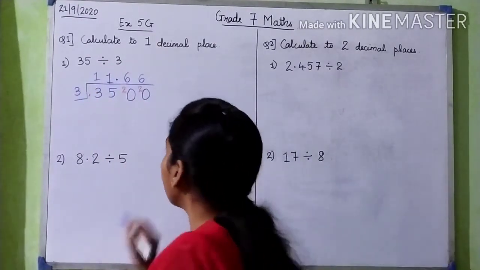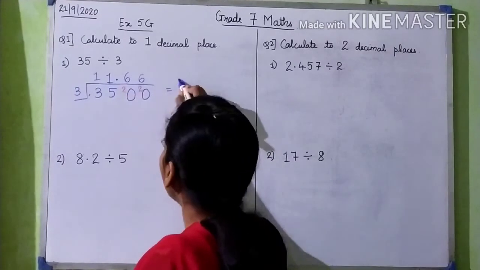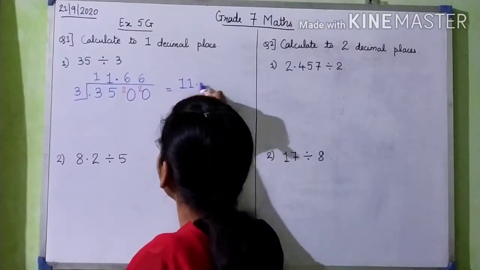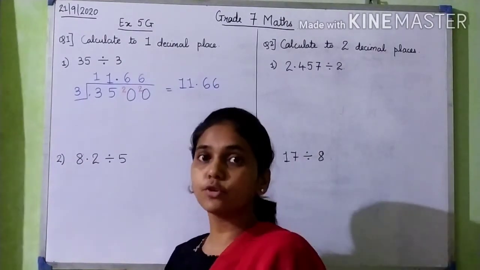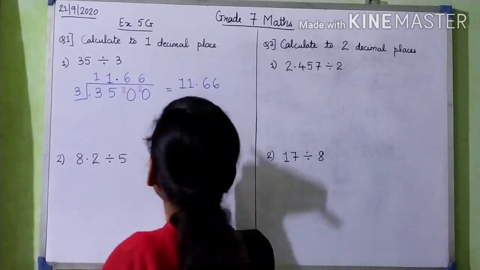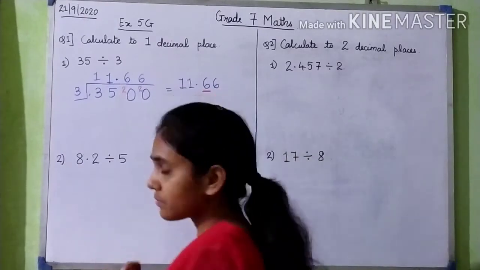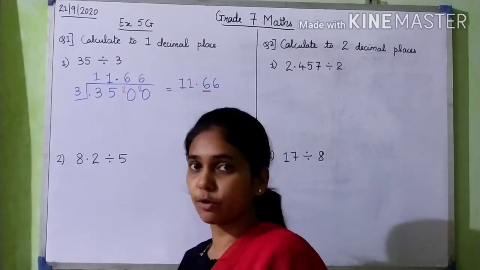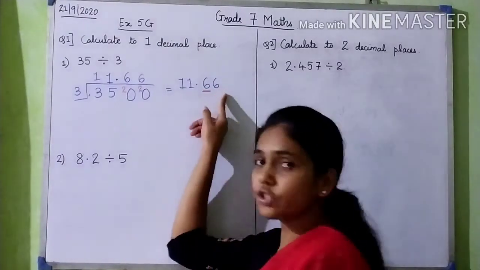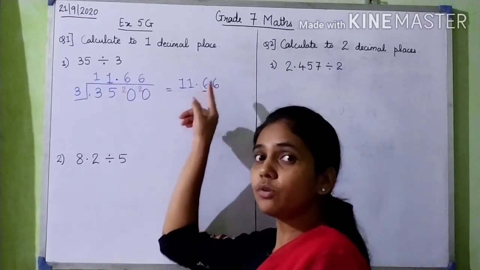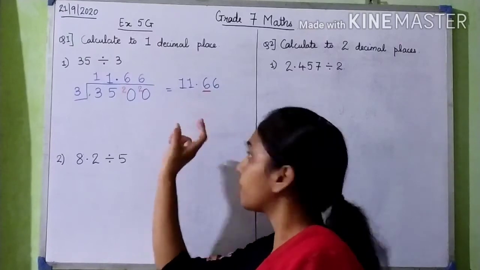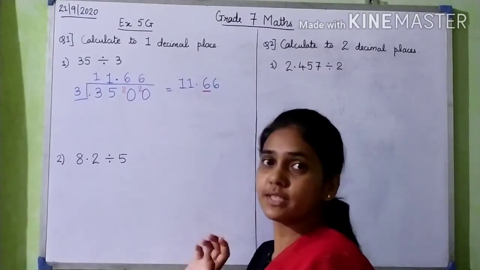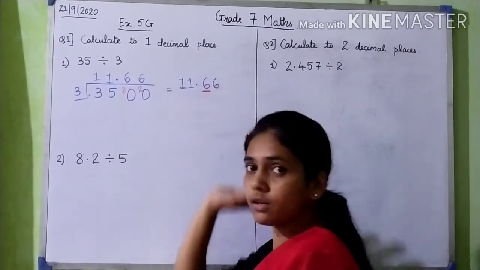Here you can see that the answer which we have got is 11.66. Now we have to round this number to one decimal place. That means we will have only one digit after the decimal point. We don't need the next digit, but we need to round it off. To take only one decimal place, we have to round it off. We cannot just write this as 11.6. We have to round off the other number.